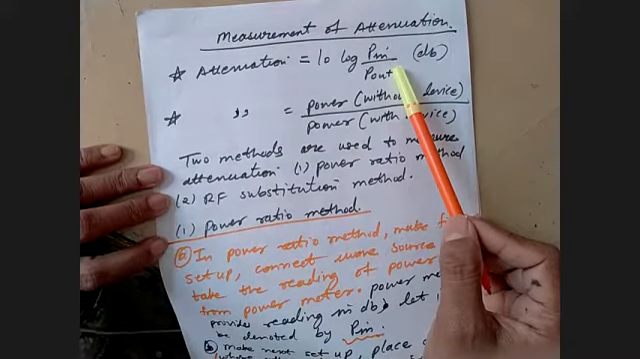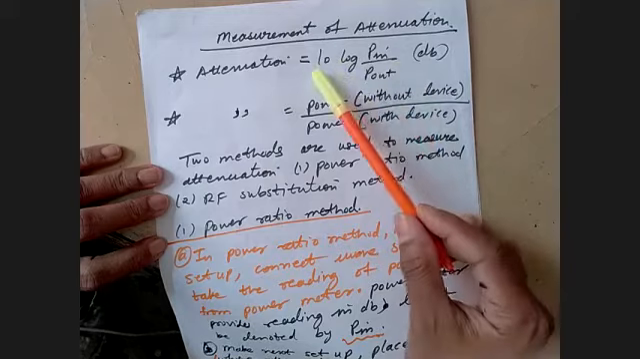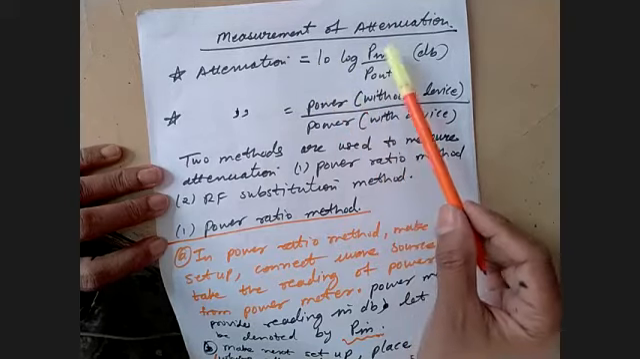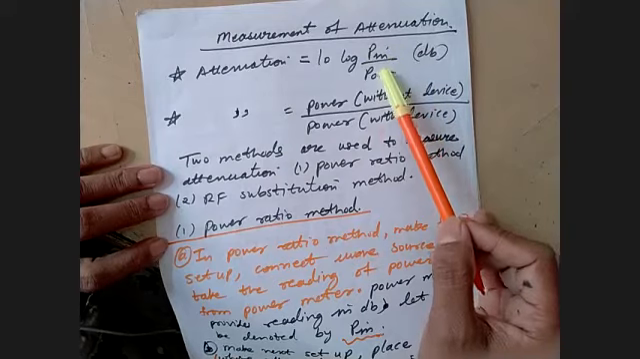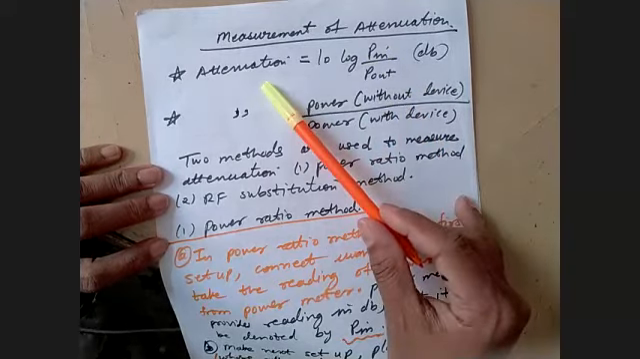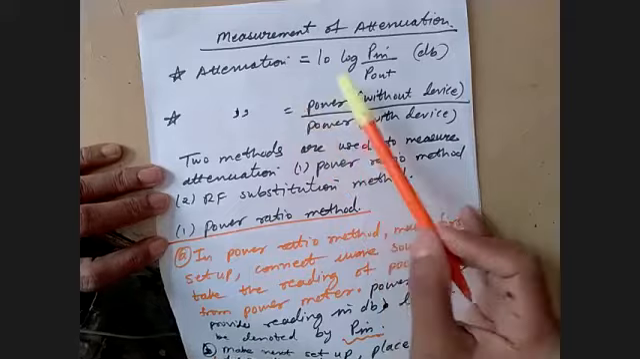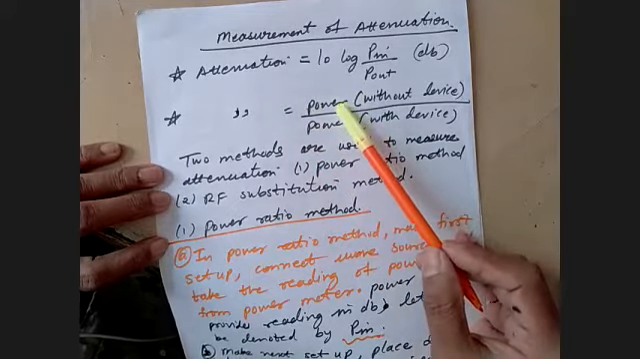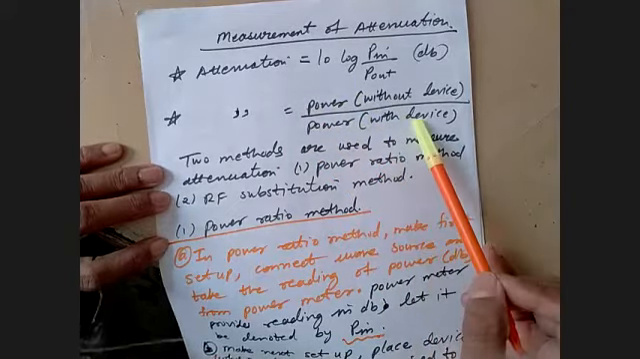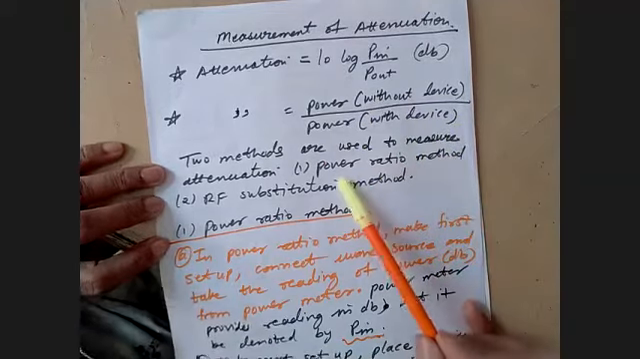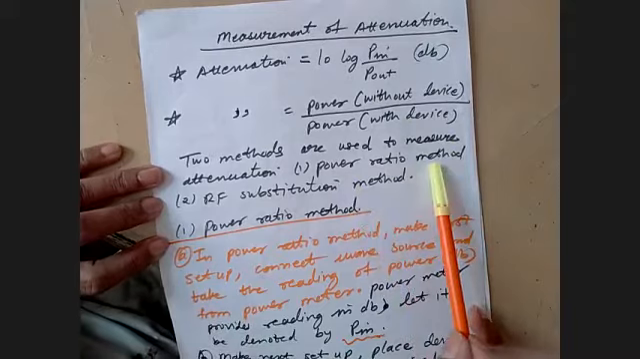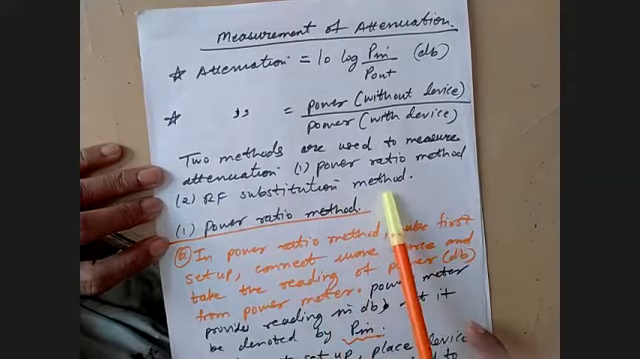If I want to write this attenuation in dB, I can write 10 log of P in upon P out. That is input power divided by output power. So this is giving the attenuation. There is one more method to calculate attenuation: the power without device and power with device. So two methods are used for the measurement of attenuation. The first method is the power ratio method and the other is the radio frequency substitution method.